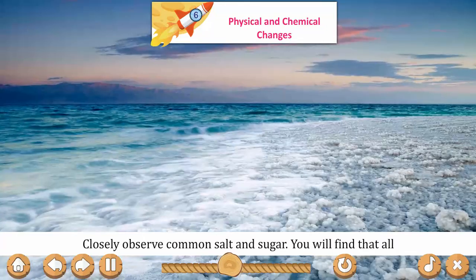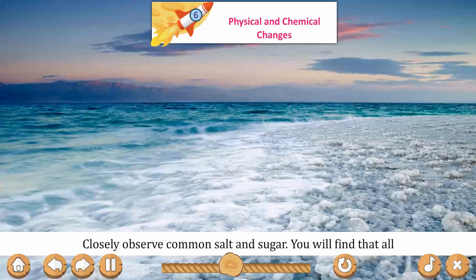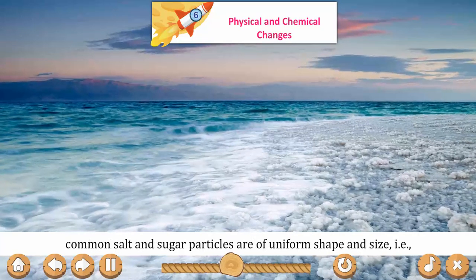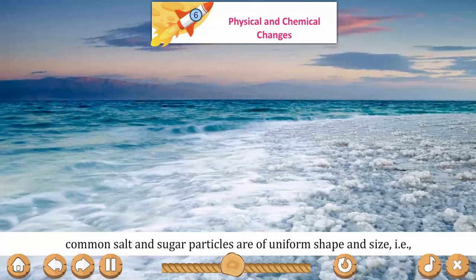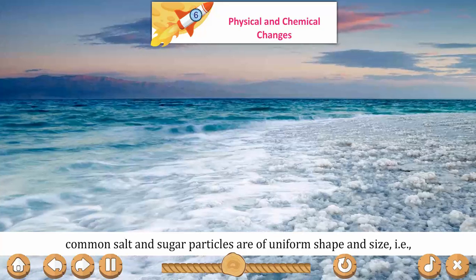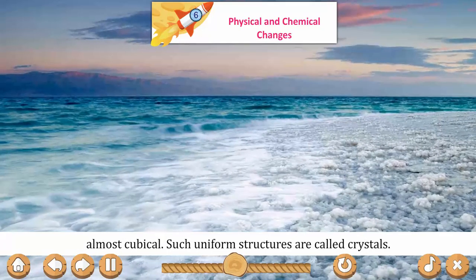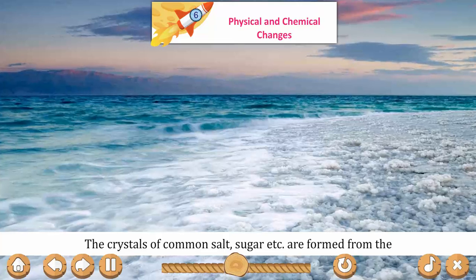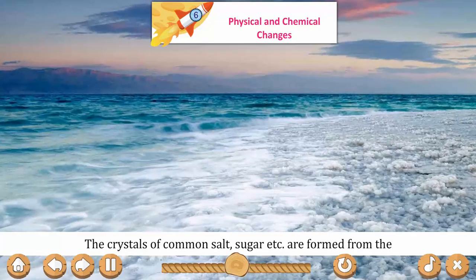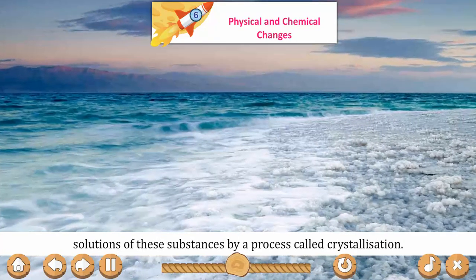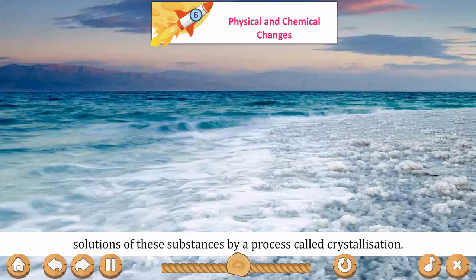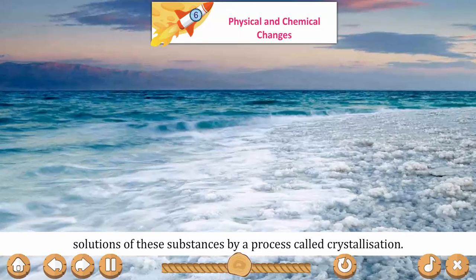Crystallization. Closely observe common salt and sugar. You will find that all common salt and sugar particles are of uniform shape and size, that is, almost cubical. Such uniform structures are called crystals. The crystals of common salt, sugar, etc. are formed from the solutions of these substances by a process called crystallization.